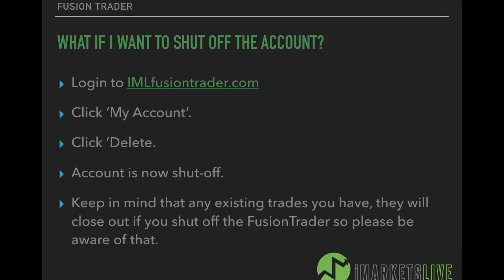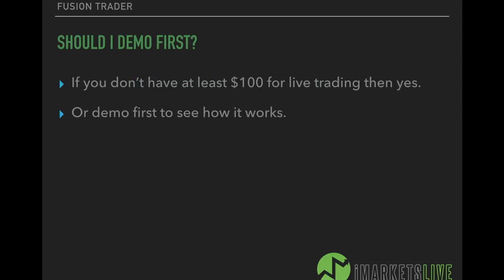What if I want to shut off the account? You just log into IMLFusionTrader.com and click on My Account. You can click Delete. Account's now shut off, but again, keep in mind, any existing trades that you have, they're going to close out if you shut off the FusionTrader. So please be aware of that ahead of time, okay? Very, very important, because then a person's going to come back and say, hey, hold on, all of a sudden I lost money or I gained money. Why is that? Because you shut your account off. It can't leave those trades in outer space, okay?